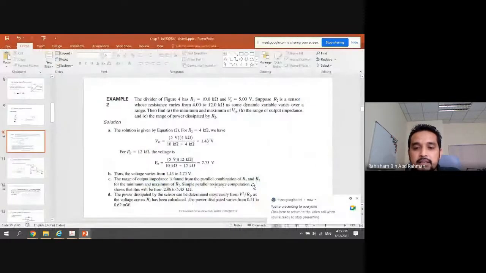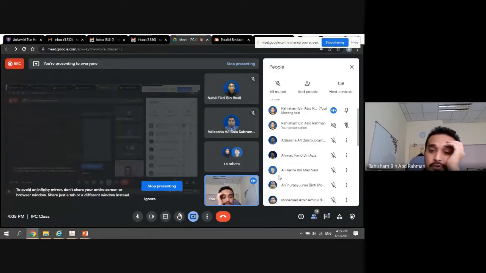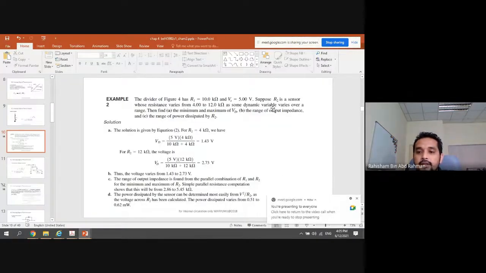Grab a pen or calculator or anything. I want you to show your calculations. Very simple one, the output impedance. So you know the R1 in parallel with R2. R2 you know is 4 is the minimum, 12 is the maximum. So I want to see whether you are able to obtain this value. I'll give you 2 minutes for this one.